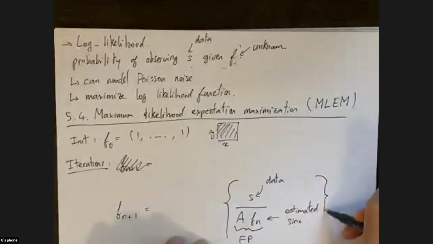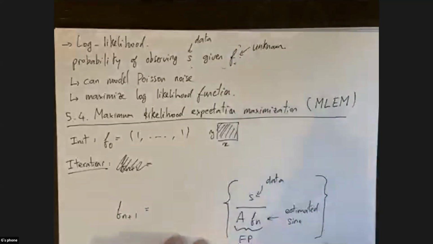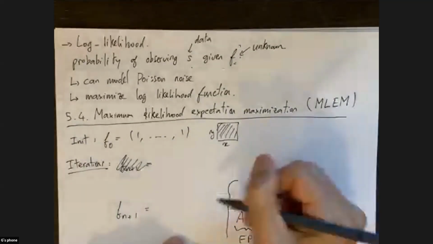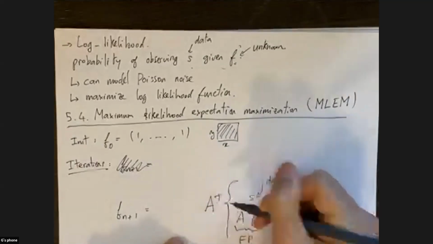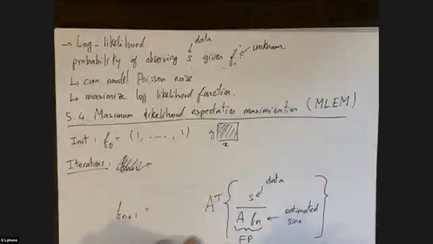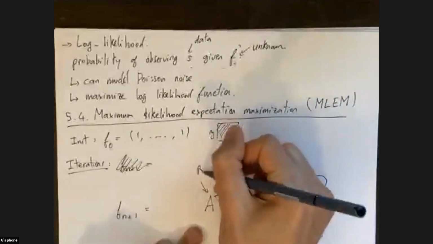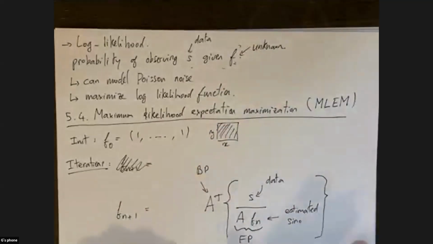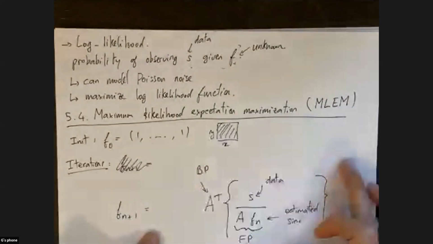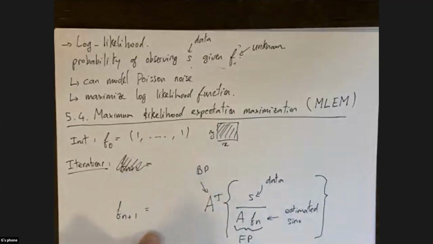So we're going to take this, and now we have to go back into the image domain. We do that by doing a back projection. So we're taking this sinogram and applying A transpose, which gives us a back projection. So now we've taken the error back into the image domain. And now that we have the error in the image domain, we have to apply this error correction term to the previous image.